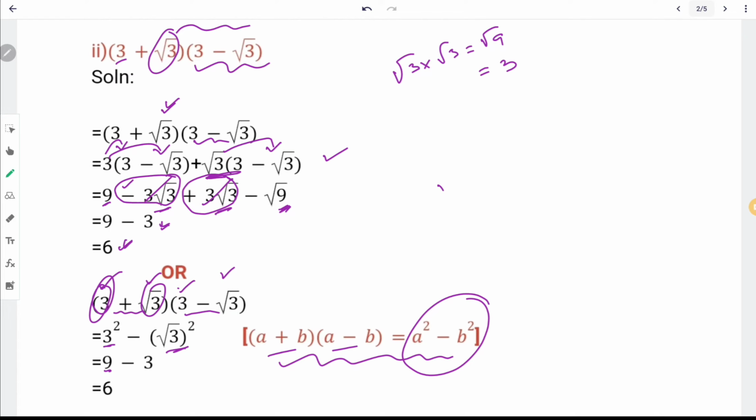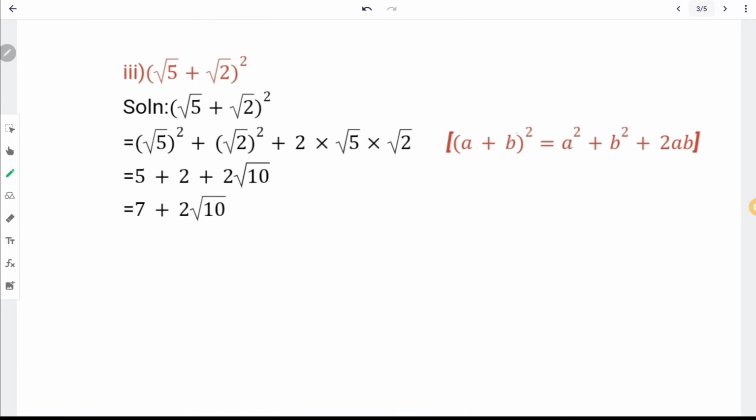Now what do we have here? We're having here what? Root 3 the whole square, right? So this square and the root will get cancelled, and we're going to have 3, and then we're still going to get the same answer, 6, right? 6 and 6. All right, let's do one more.